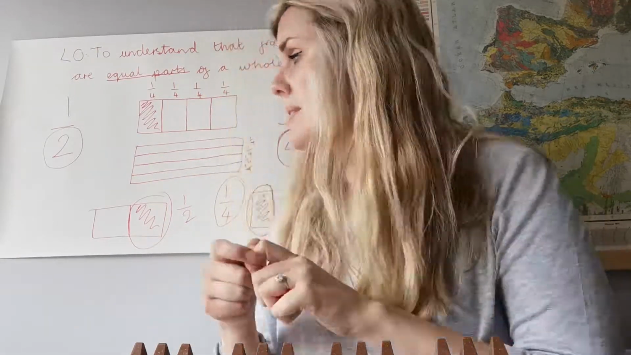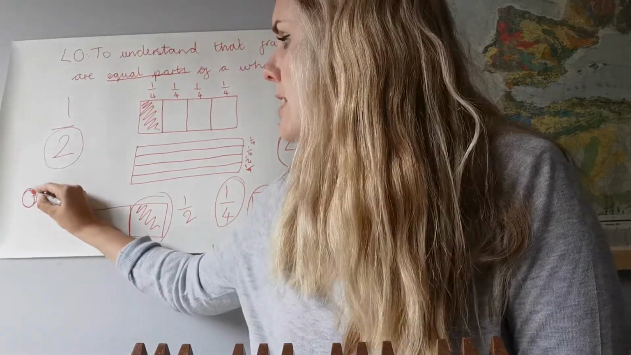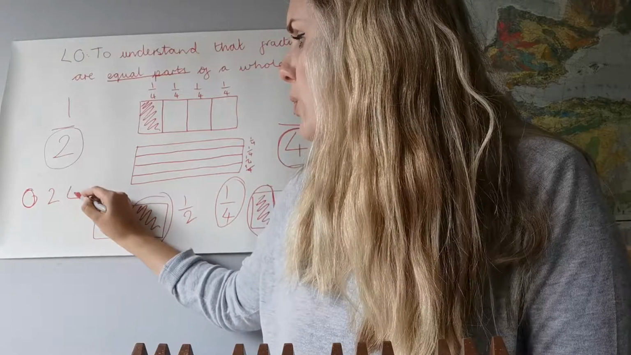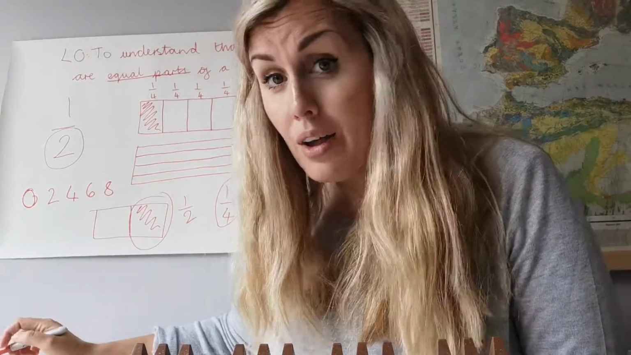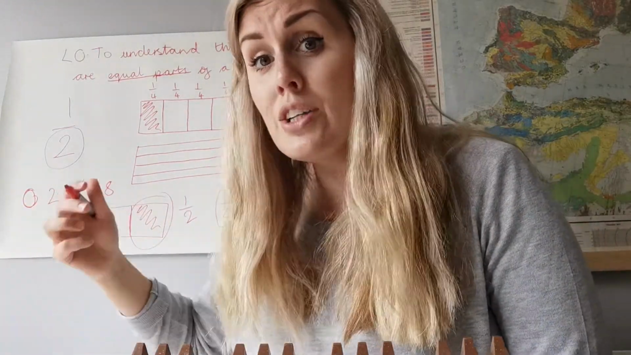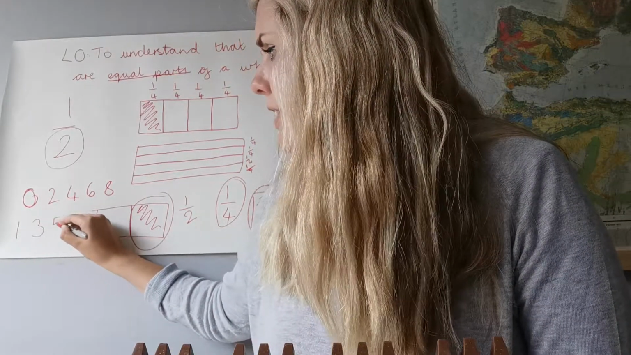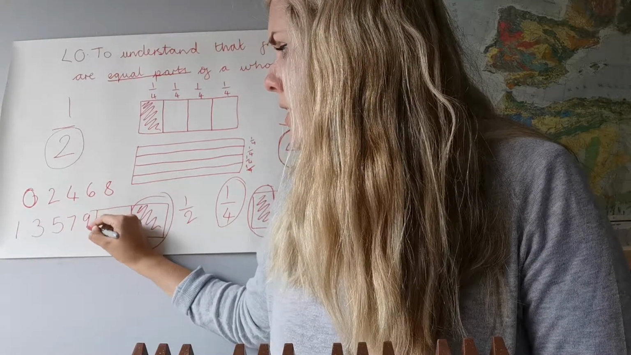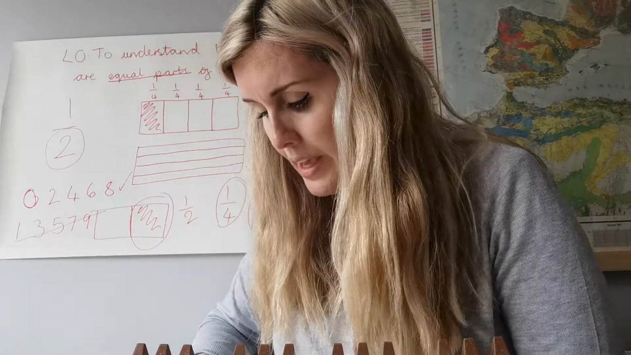So that is numbers ending in 0, 2, 4, 6, and 8. You can't share or split in half an odd number: 1, 3, 5, 7, 9. So no, you can't do that, but yes, you can do that.